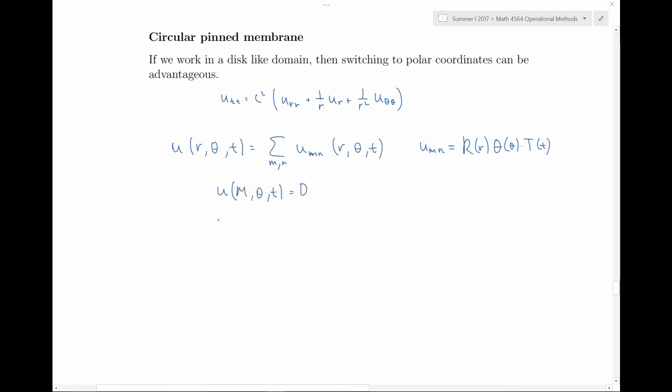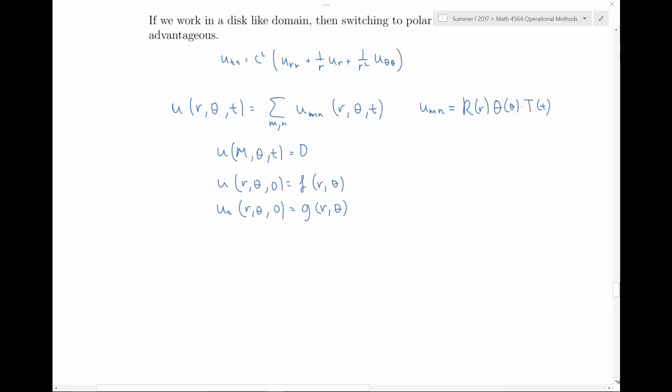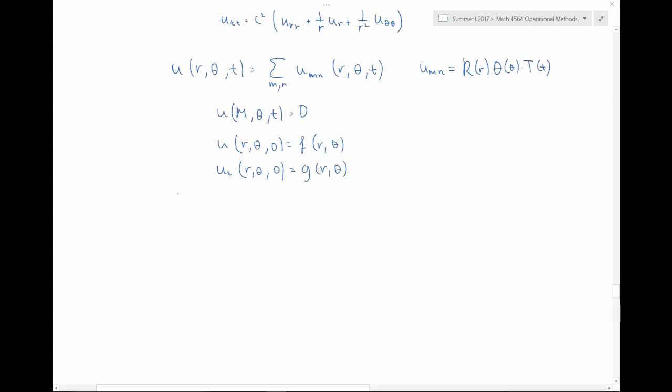and assume that the initial condition u of r, theta at t equals 0 is some function f, depends on r and theta, and u_t of r, theta at time equals 0 is some function g of r, theta. We're going to assume that all of those functions are 2 pi periodic in terms of theta, and also for compatibility we would like to assume that g and f are both 0 when r is capital M. So applying separation of variables leads us to this equation.